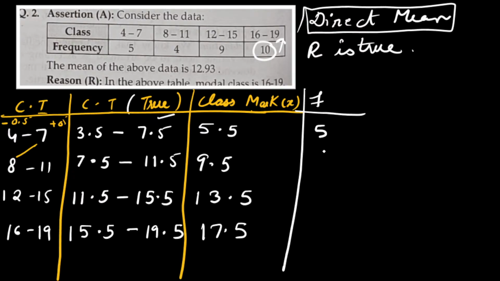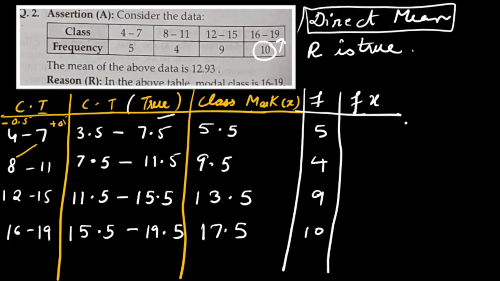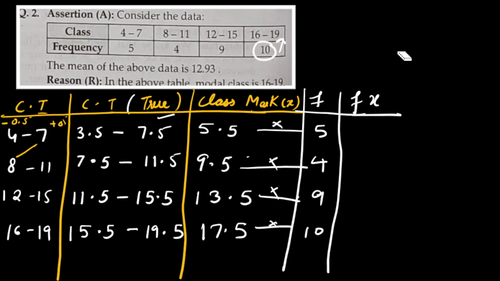I'll just write the corresponding frequencies: 5, 4, 9, 10. Now for the direct method, we have to find the product of frequency and class mark. So these two will be multiplied. Multiplication answers, I want you to give me a little faster. This is the direct method of calculating mean that I am teaching. First of all, class mark is very important, then we multiply class mark with the frequency.